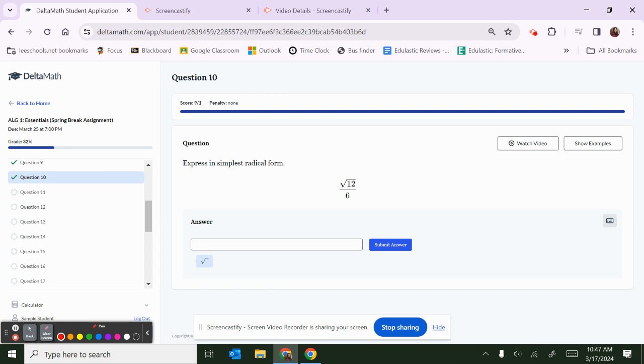All right, guys, here's some support on question number 10. I actually did some extra supports on this that you guys can use, but I want to give you guys a short example that you can follow, okay?